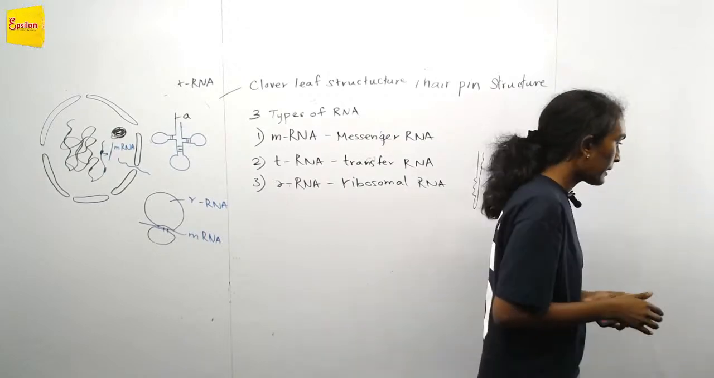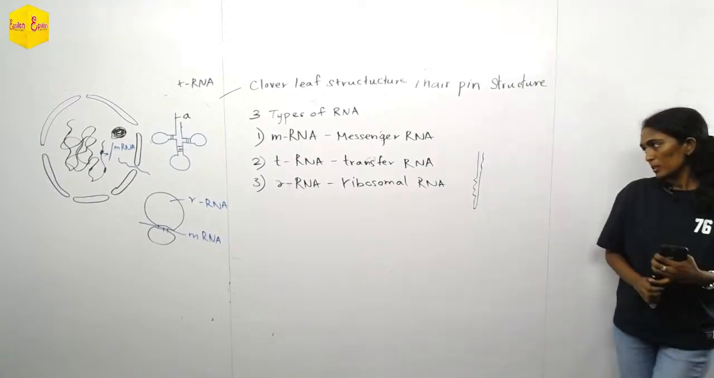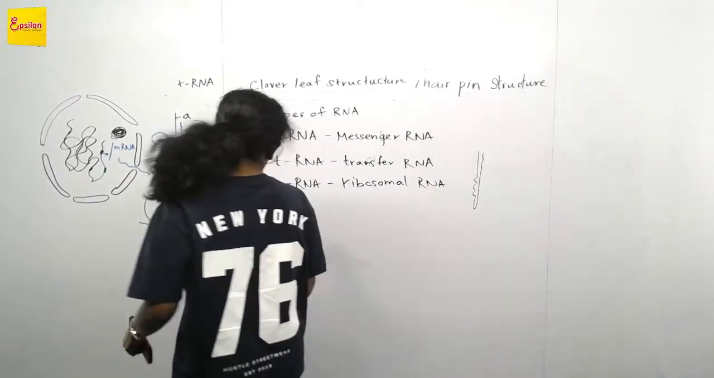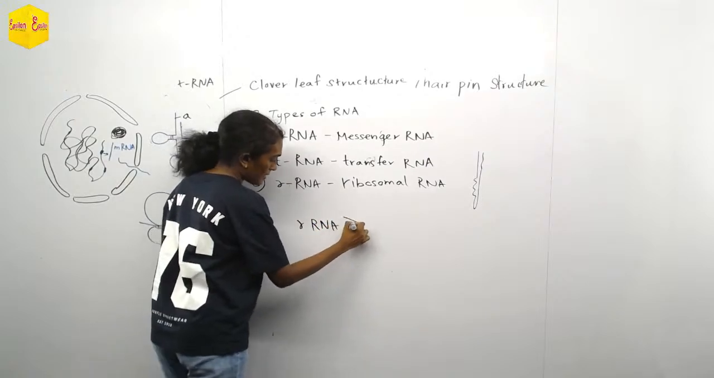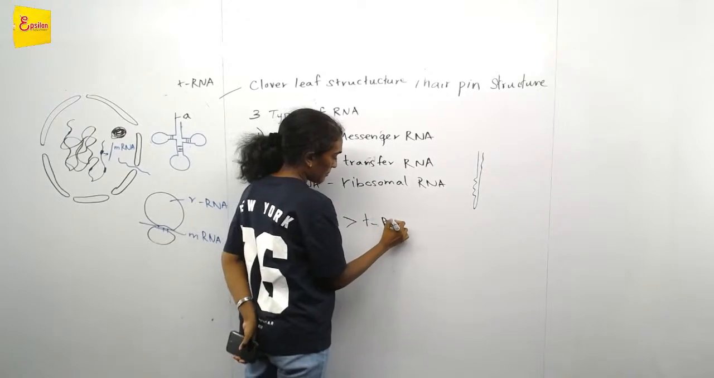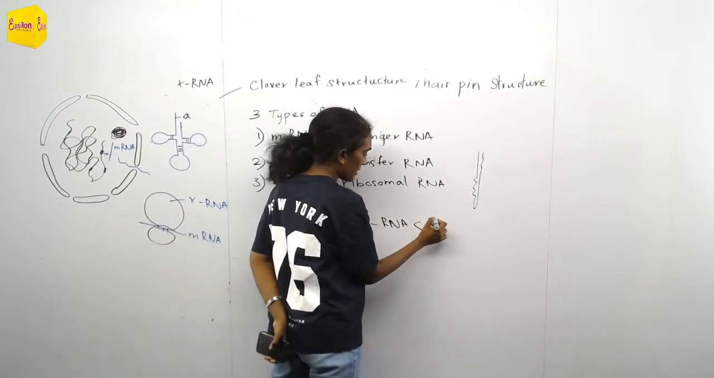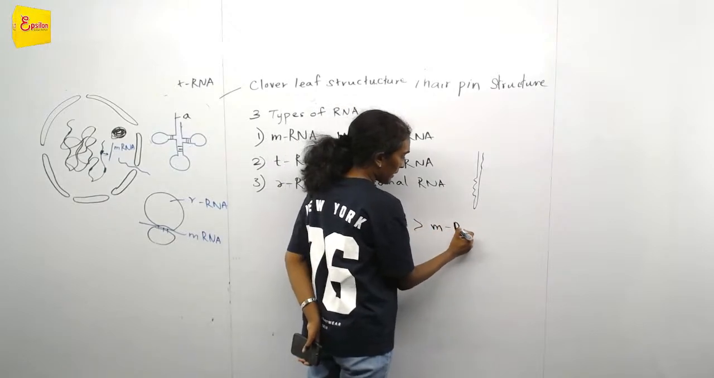So you have to say that the most abundant is rRNA, then tRNA, and the least abundant is mRNA, no? Isn't it? I'll write that there.